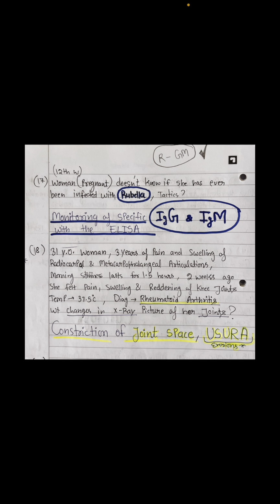The tactics will be monitoring of specific IgG and IgM. IgM will indicate a recent infection, and IgG are against rubella. So monitoring of specific IgG and IgM with ELISA. The ELISA test will be enough to diagnose rubella, so we will check it. And if rubella is diagnosed, then unfortunately we have to terminate the pregnancy.